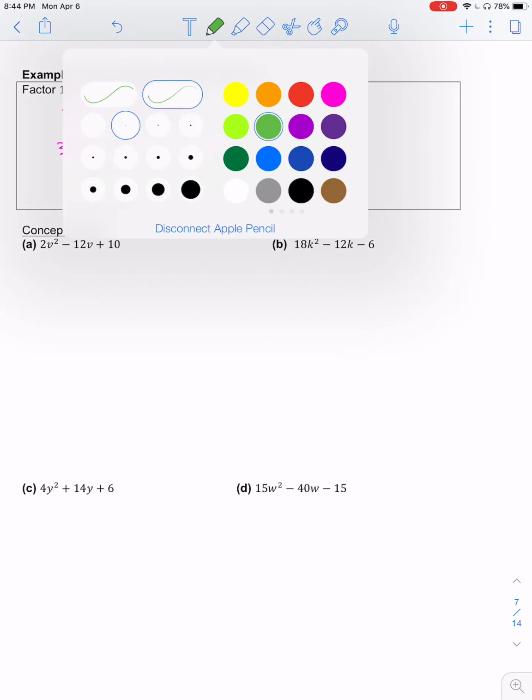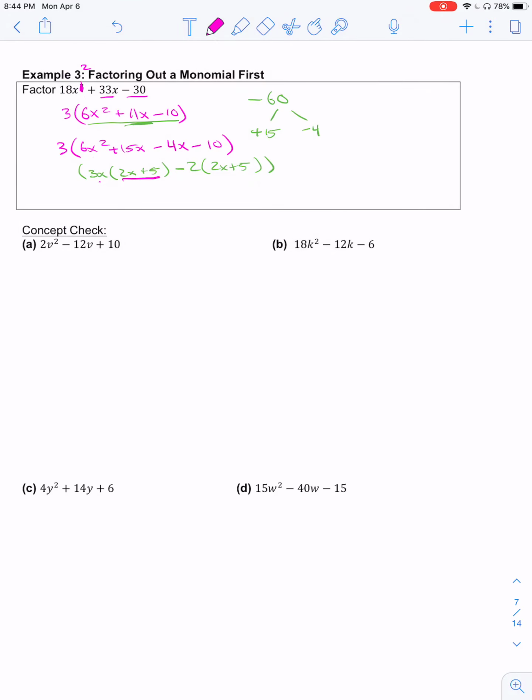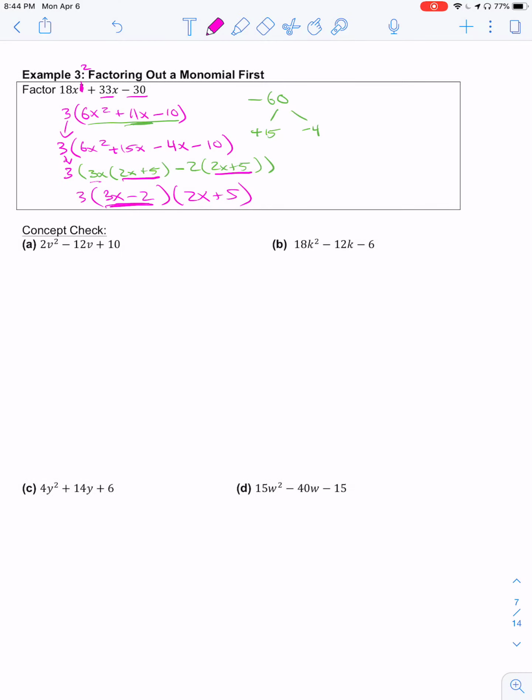Okay, so it looks like a lot of parentheses, it looks confusing. Let's break it down. So we have these 2x plus 5 factors, and now we still have a 3 out here on the outside that needs to track down the entire way. And now we have 3 times 3x minus 2 times 2x plus 5. So again, to group this, the minus 2 right there, and we still have the 2x plus 5. It is a common factor. So that would be your final answer, and that's acceptable on a quiz or however you do it.